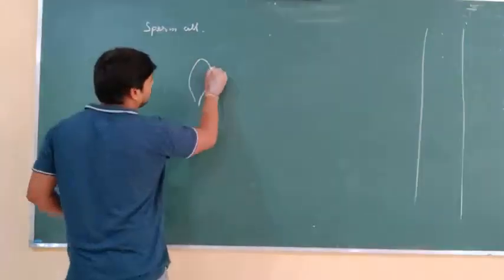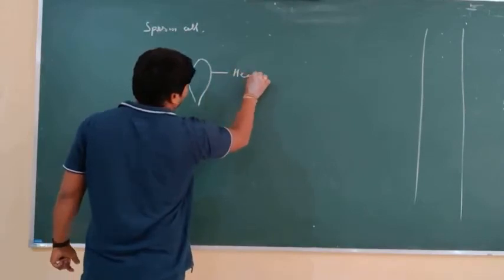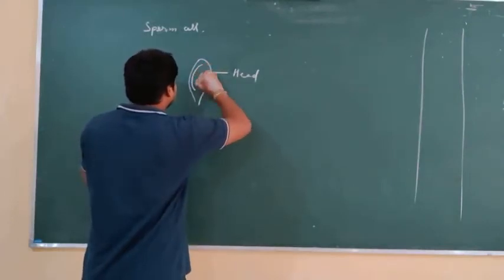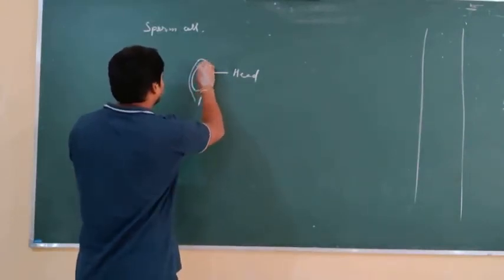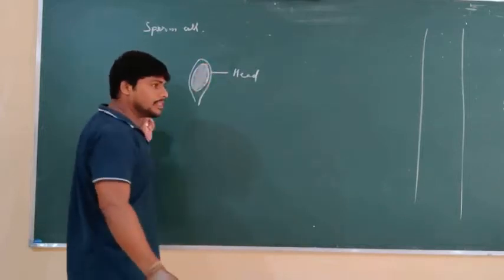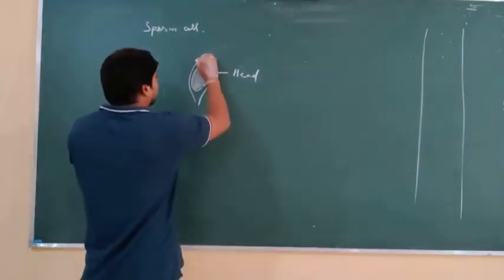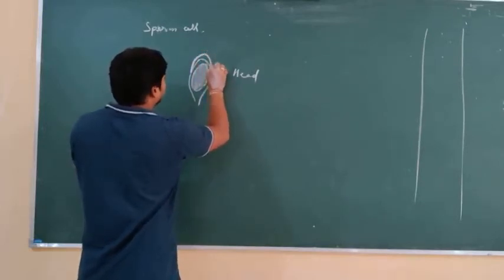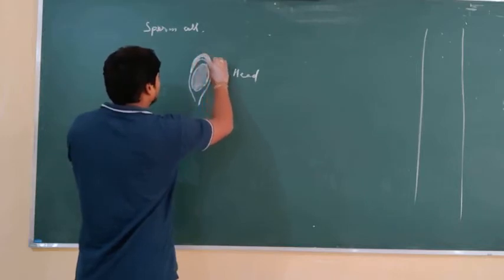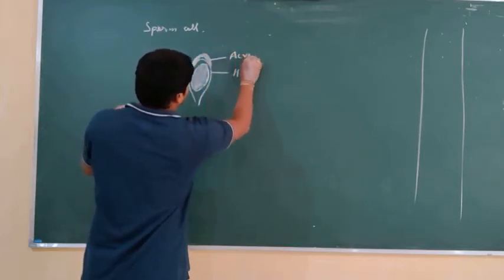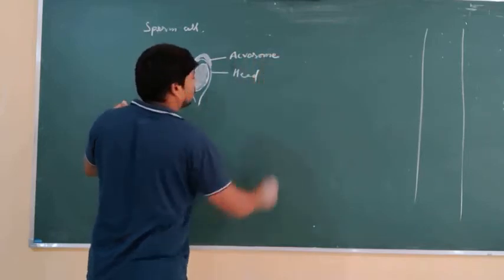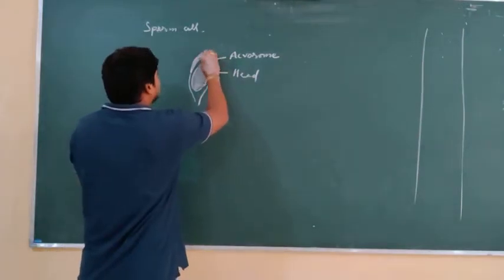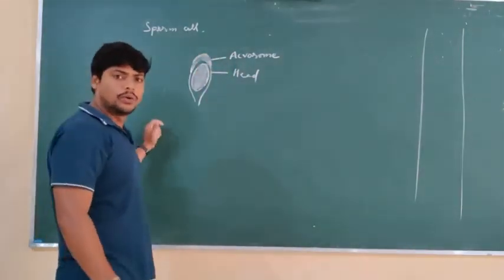It consists of a head region. This is the head region, and it consists of the nucleus. The tip of the head contains one more very important organelle, that is called the acrosome. This acrosome is very essential during the process of sexual intercourse.